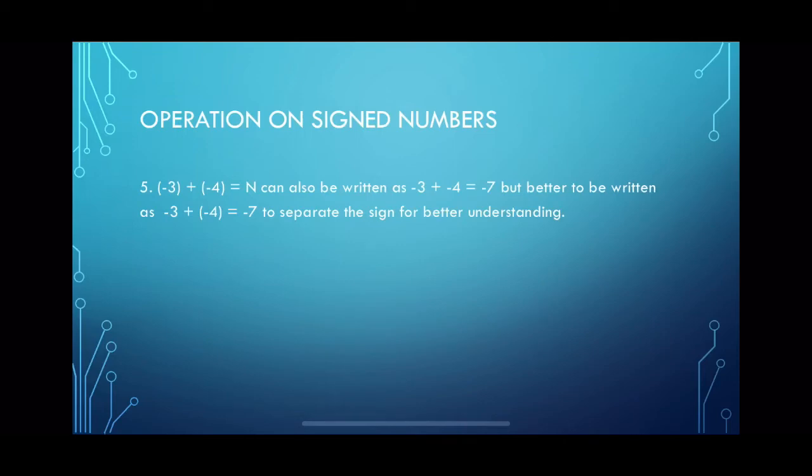For number 5, negative 3 plus negative 4 is equal to n can also be written as negative 3 plus negative 4, which is equal to negative 7. So they are the same. But it is better to write negative 3 plus negative 4 is equal to negative 7 to separate the sign for better understanding. So that is an alternate solution for this.